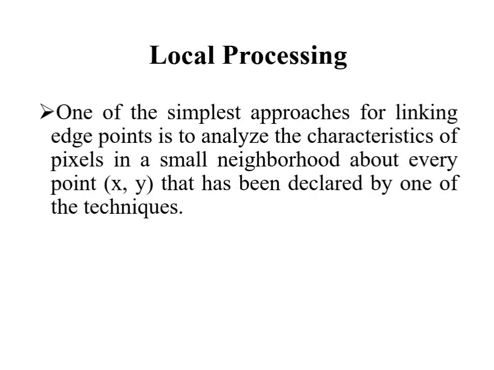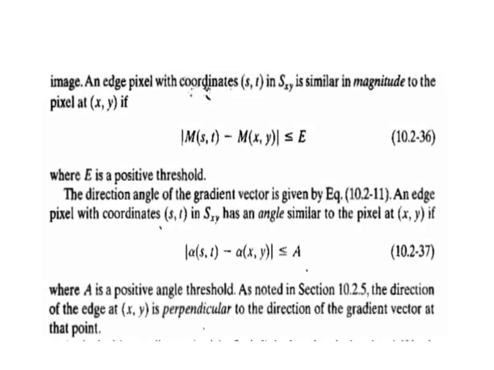The first property is based on the equation we already discussed. Let S_xy denote the set of coordinates of a neighborhood centered at a point (x,y) in an image. An edge pixel with coordinates (s,t) in S_xy is similar in magnitude to the pixel at (x,y) if the magnitude of M(s,t) minus M(x,y) is less than or equal to E, where E is a positive threshold. The direction angle of the gradient vector is given by the equation, and an edge pixel with coordinates (s,t) in S_xy has an angle similar to the pixel at (x,y) if the magnitude of alpha(s,t) minus alpha(x,y) is less than or equal to A, where A is a positive angle threshold. The direction of the edge at (x,y) is perpendicular to the direction of the gradient vector at that point.